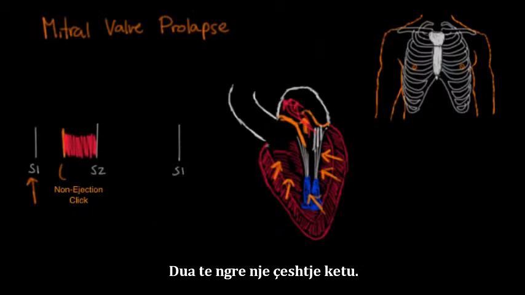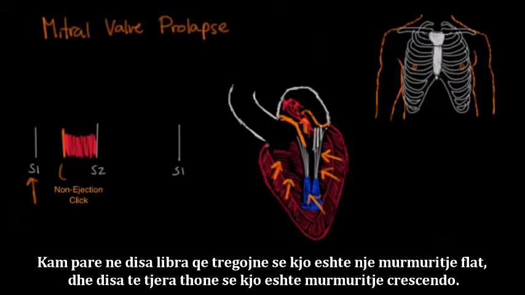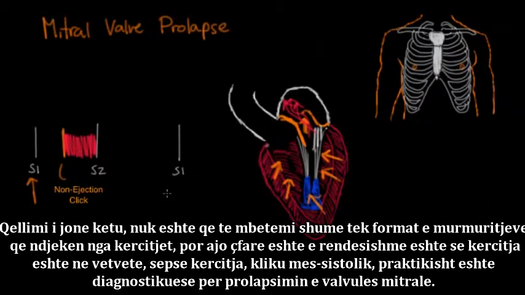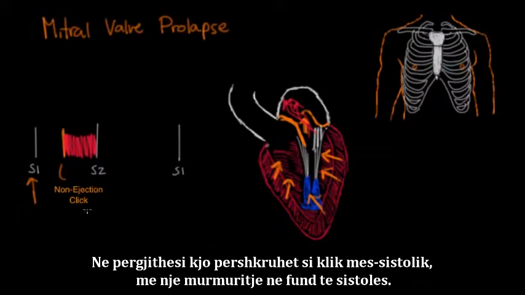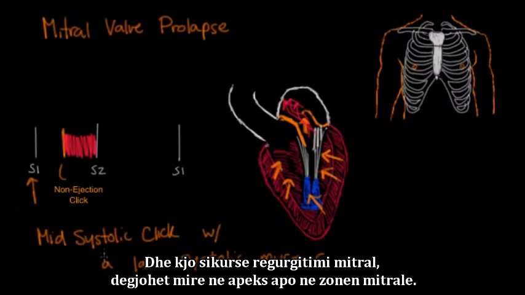And so I want to make a point here. I've seen some textbooks that show that this is a flat murmur, and others that say that it's a crescendo murmur. For our purposes here, we're not going to dwell too much on the shape of the murmur following the click, but what's important is the click itself, because the click, a mid-systolic click, is virtually diagnostic for mitral valve prolapse. So overall, this is described as a mid-systolic click with a late systolic murmur. And this, like mitral regurgitation, is heard best at the apex, or the mitral area.